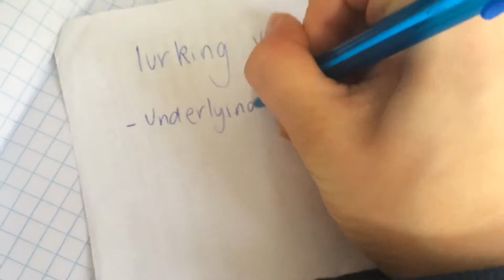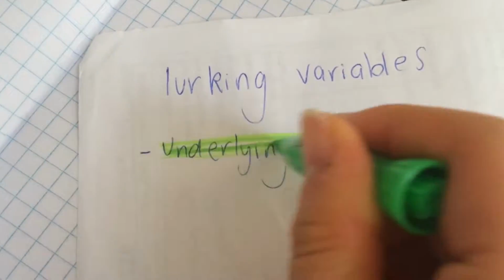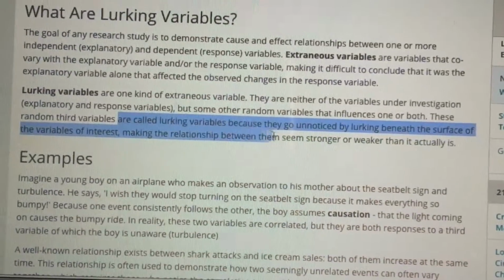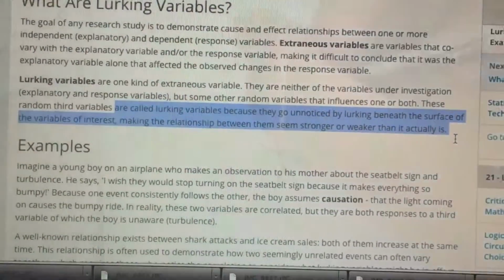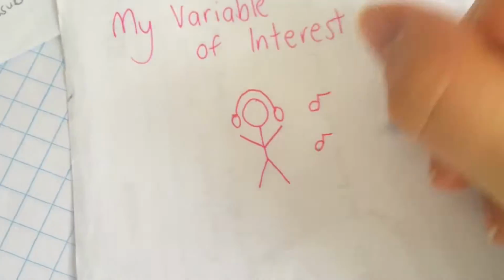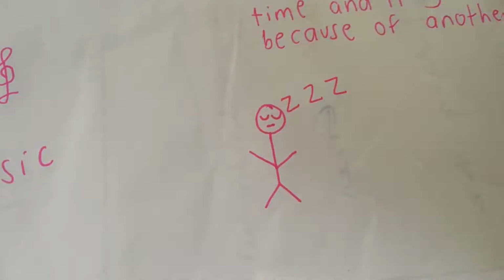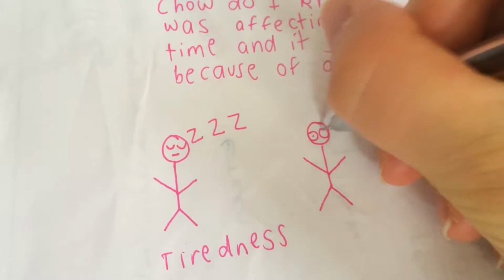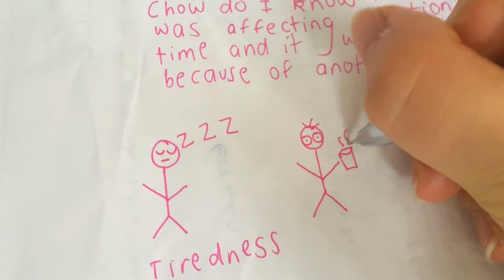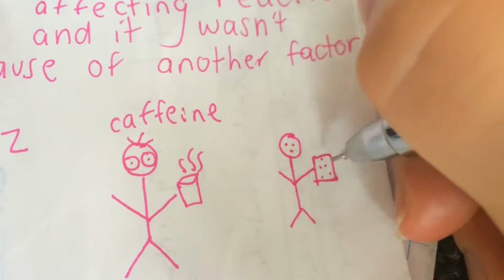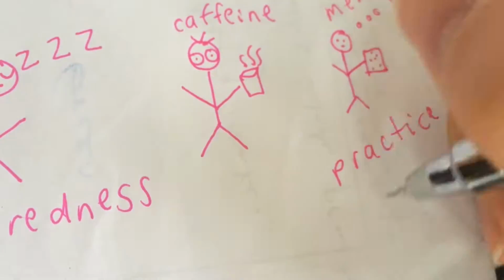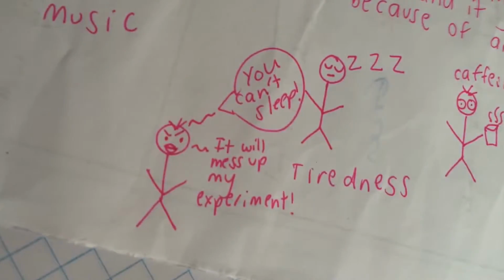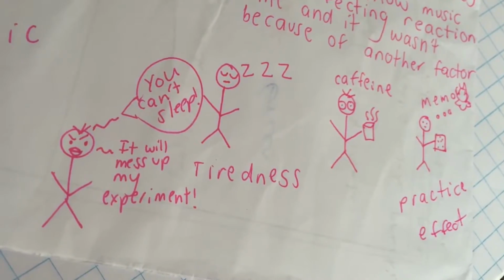Next to the lurking variables. Lurking variables are underlying factors which are almost hidden and could influence the result that you want to see. They are called lurking variables because they go unnoticed, lurking beneath the surface of the variables of interest. My variable of interest was music. But maybe things like tiredness, or caffeine, or memory, or the practice effect could have been other factors that actually influence the reaction time of people. Lurking variables are usually factors you can't control, so just talk about them in your analysis.